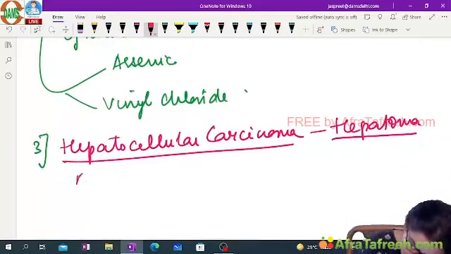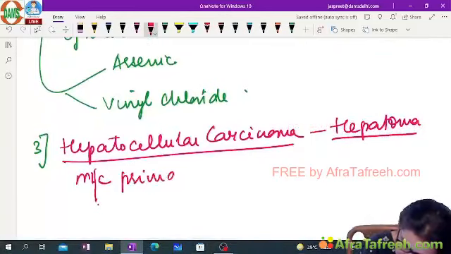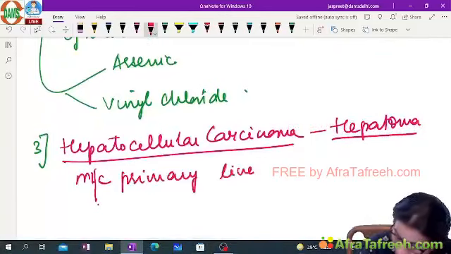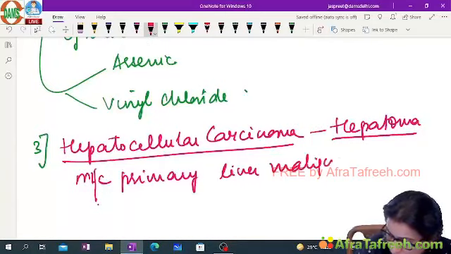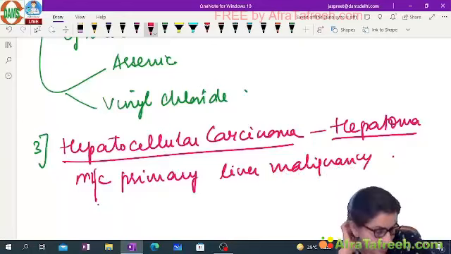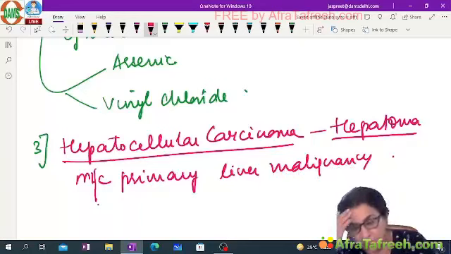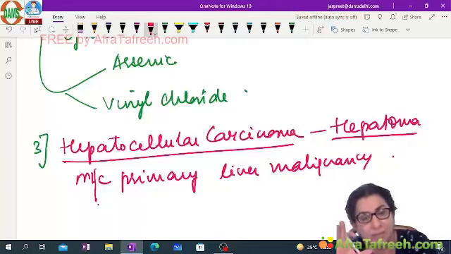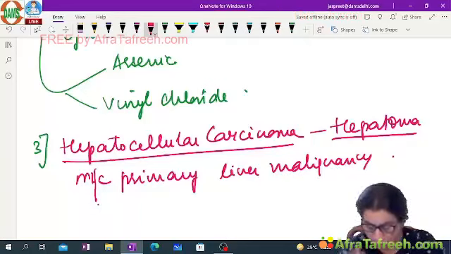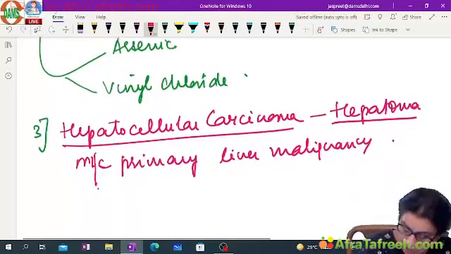So this is the most common. Hepatocellular carcinoma is the most common primary liver cancer. In the liver, if you look at the malignancies overall, metastasis is more common than hepatocellular carcinoma. But if you look at the primary liver tumors, the most common primary liver malignancy is hepatocellular carcinoma. Okay, now etiology.